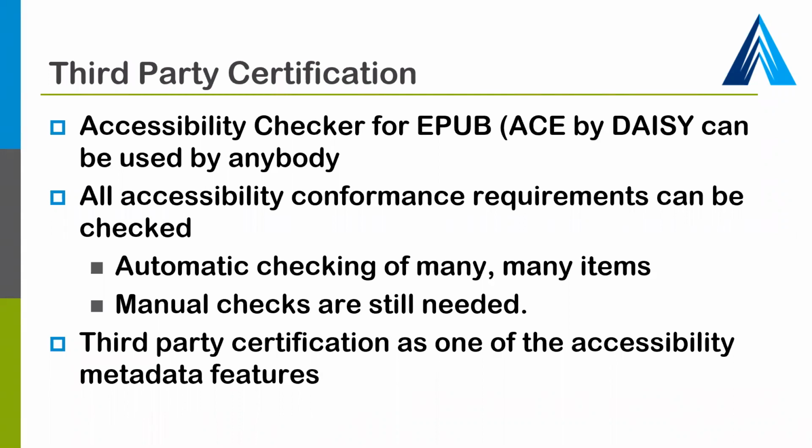All the accessibility conformance requirements can be checked, so the WCAG and the EPUB requirements for accessibility. And the ACE checker can check a whole lot of the publication. And, you know, it's 25, 30, 40% of the publication can be checked automatically, but there are things that still need human review. For example, is this good quality alt text or is it terrible? And a machine can't make that judgment.